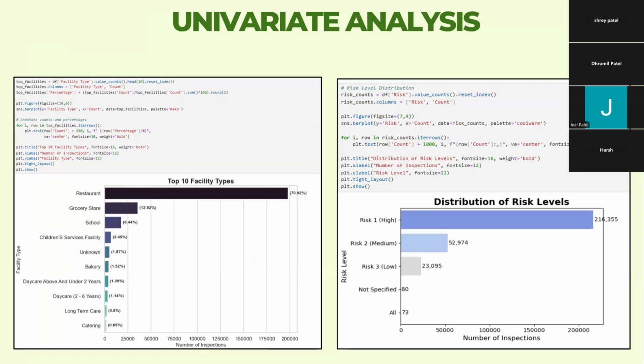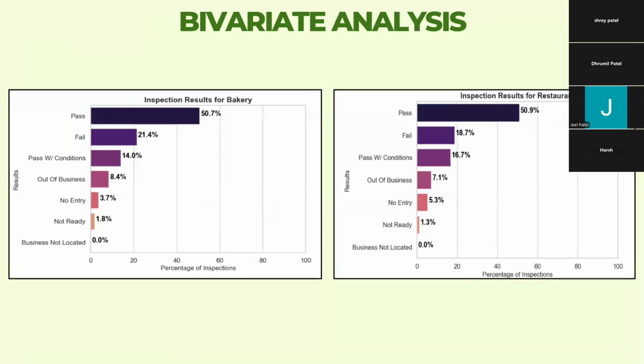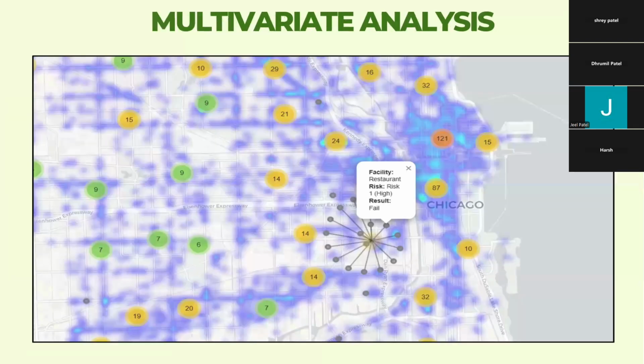We did some other basic univariate analysis as well. Can you move to the next slide, please? After that, we did the bivariate analysis, in which we used two variables. First, the inspection result for bakeries shows only a 50% pass ratio, and for restaurants it's also 50.9%. So half of the establishments were failing the inspections. Can you move to the next slide, please?